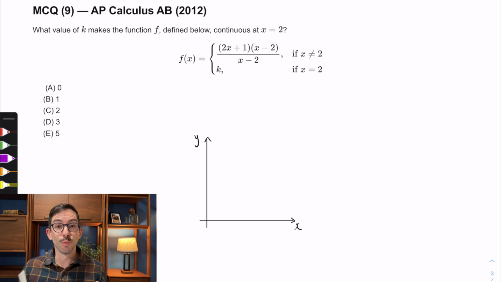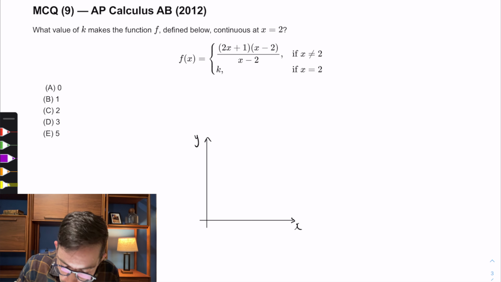In question 9, we're given this piecewise defined function where for every value of x except for 2, we have this rational expression for the rule. And when x equals 2, we're given a parameter value k to find. And we want to pick k to make this function be continuous at x equals 2.